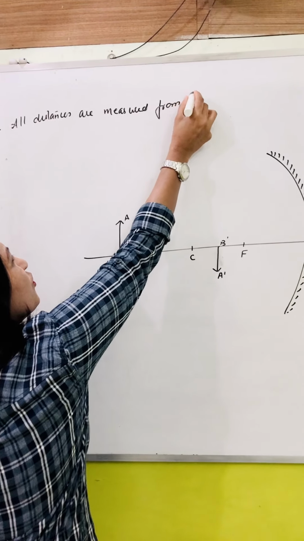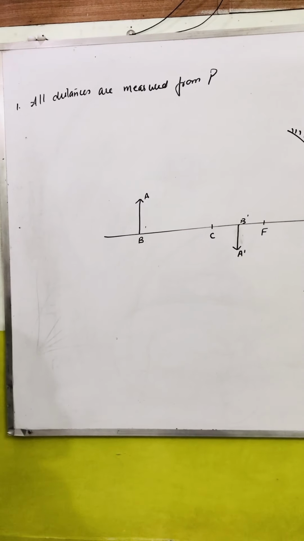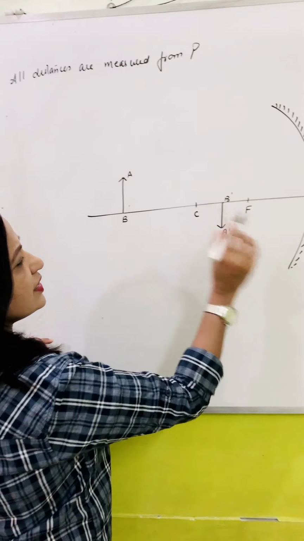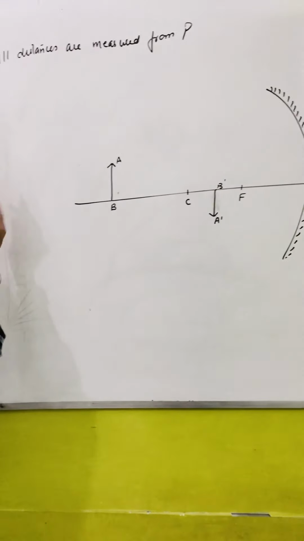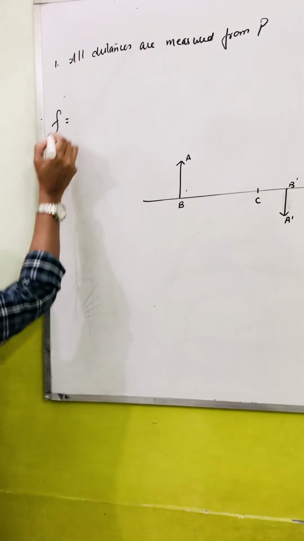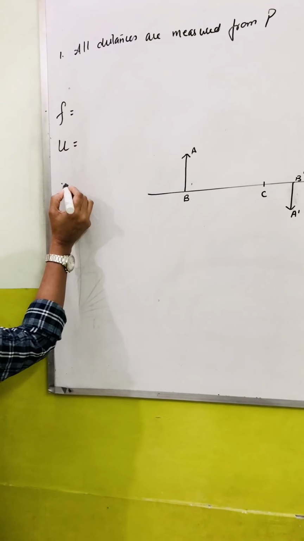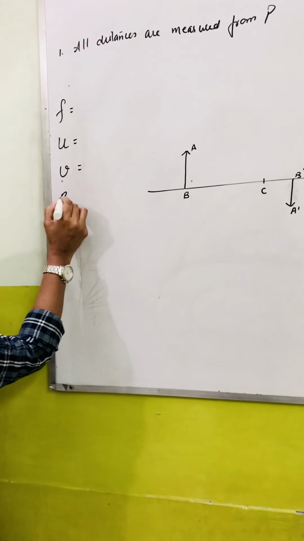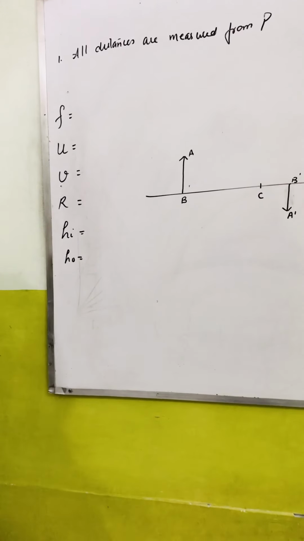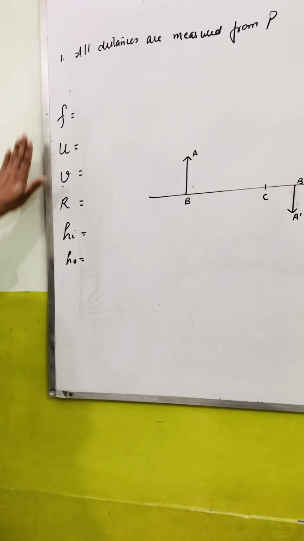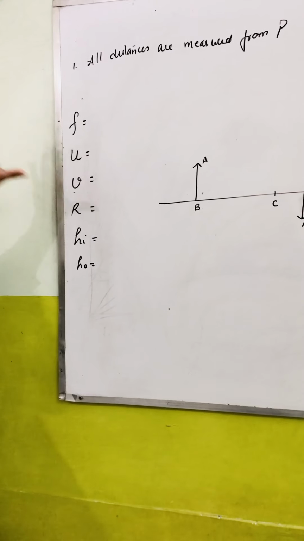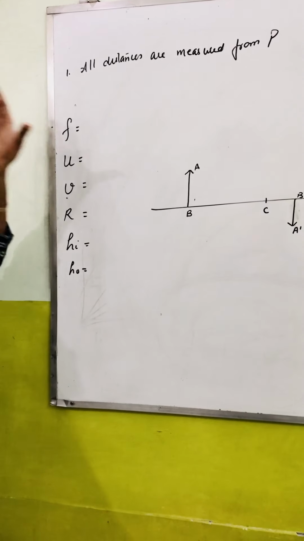Measured from pole. Now what does that mean? What is the meaning of all distances are measured from the pole? See, as you can see in this ray diagram, there are distances which have to be measured. The first one is the focal length, then you have the object distance, image distance, radius of curvature, height of the image and height of the object. These are 2 heights, these are the 4 distances which we have to measure, and we have to use them for doing the numericals.